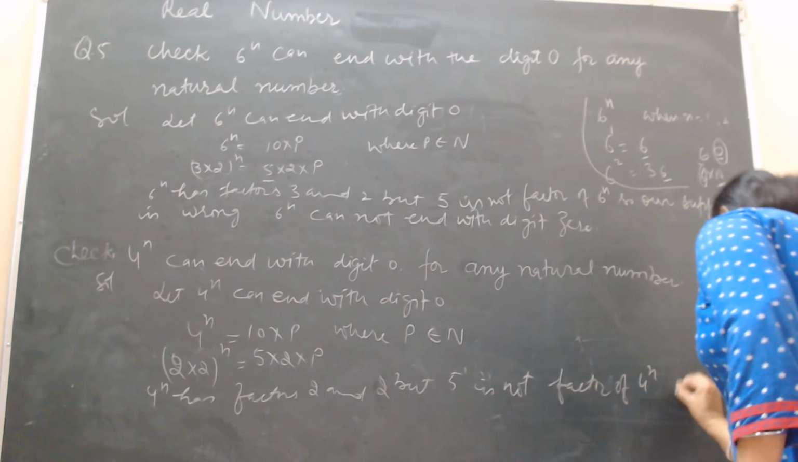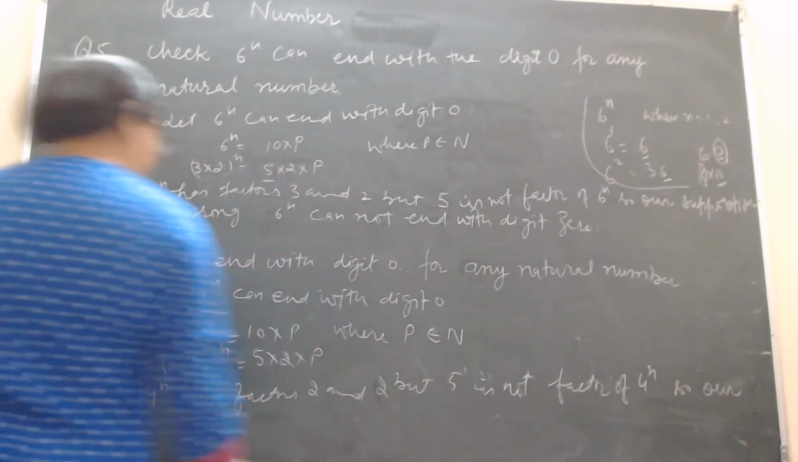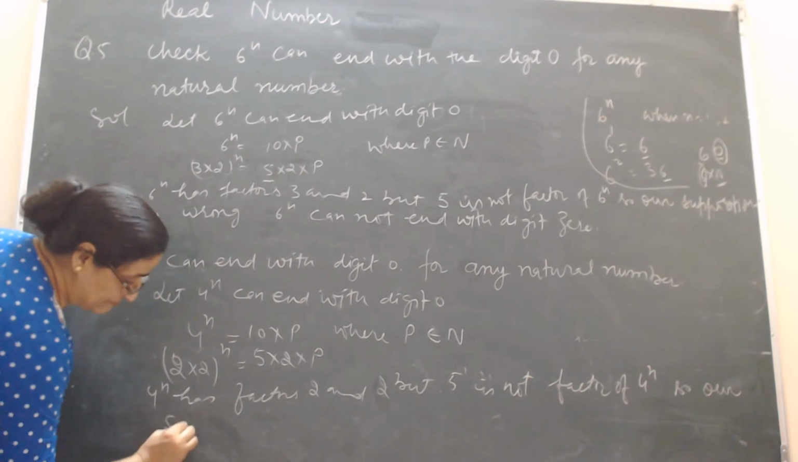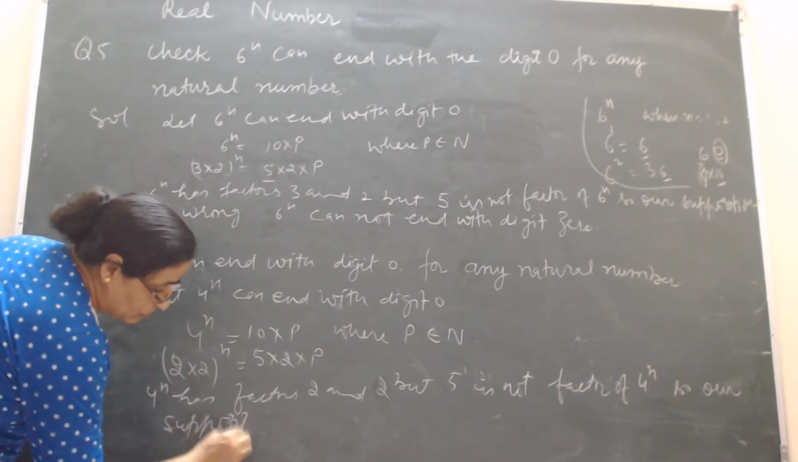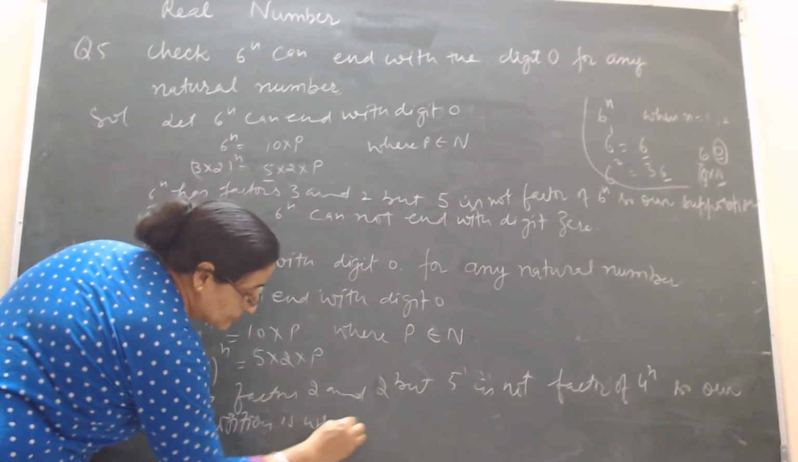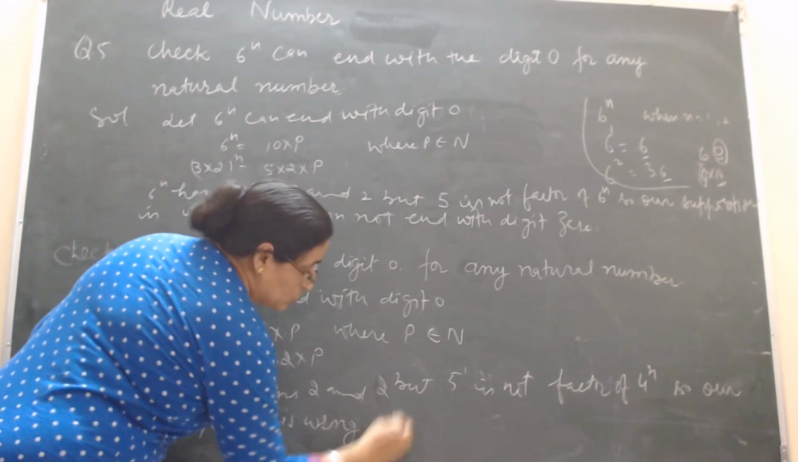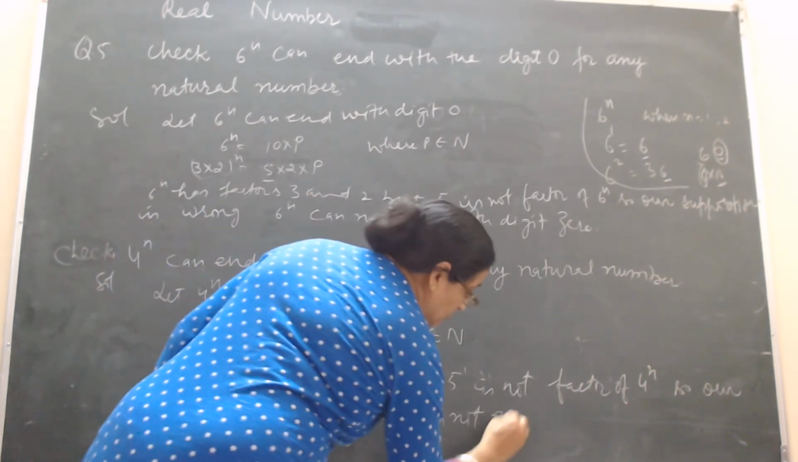So our supposition is wrong. 4 raised to power n cannot end with digit 0.